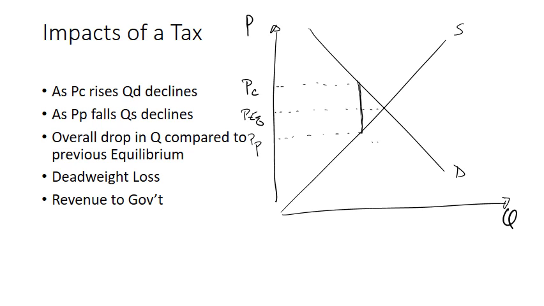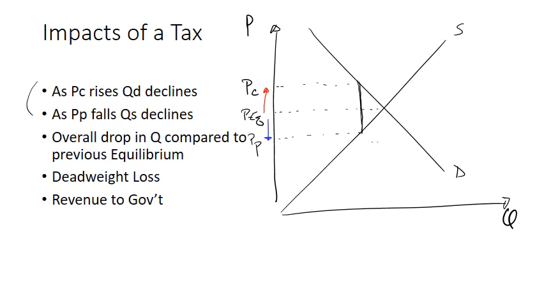The minute that the tax was put into place, we recognize that the producer is now going to receive less than they used to for the product, and the consumer is now going to pay more for the product than they used to. So you can count on these things as natural results of almost all taxes.